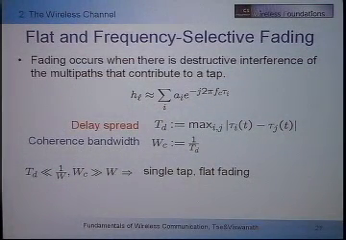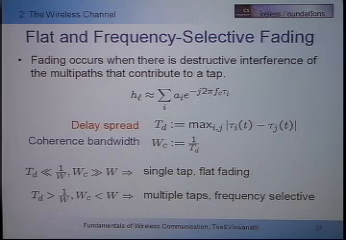That's why we call it coherence bandwidth, because this is the bandwidth across which the channel remains more or less constant. It is reciprocal to TD. And if this is much larger than W, then we have a flat fading channel, because in the bandwidth of interest, the channel is flat.